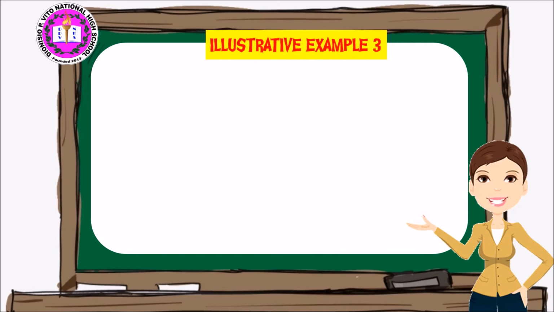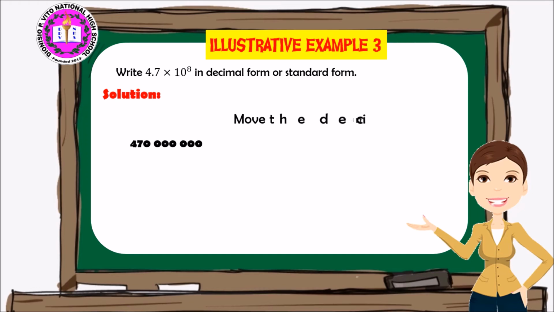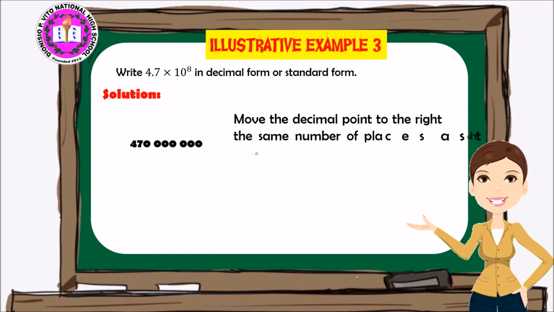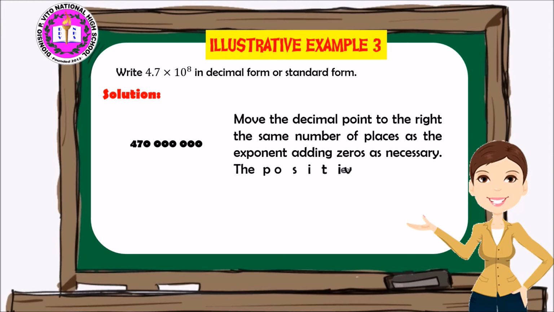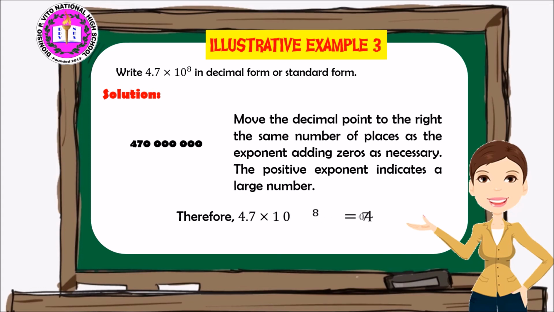So for example number 3, we're going to write 4.7 times 10 raised to 8 in decimal form, our standard form. So for our solution, we're going to move the decimal point to the right the same number of places as the exponent, adding zeros as necessary. The positive exponent indicates a large number. Therefore, 4.7 times 10 raised to 8 is equal to 470 millions.